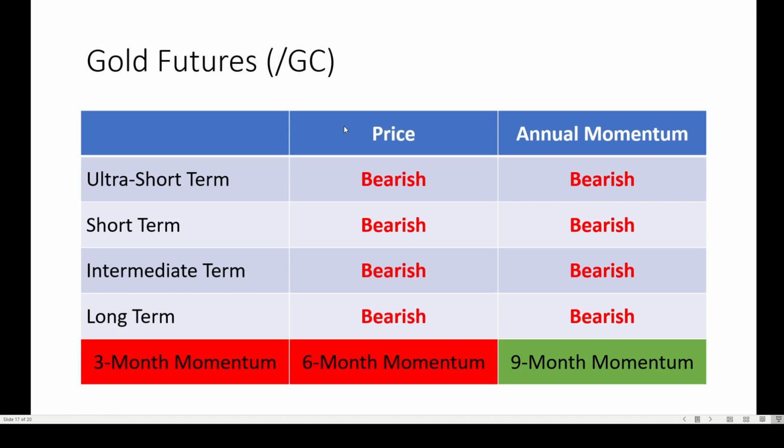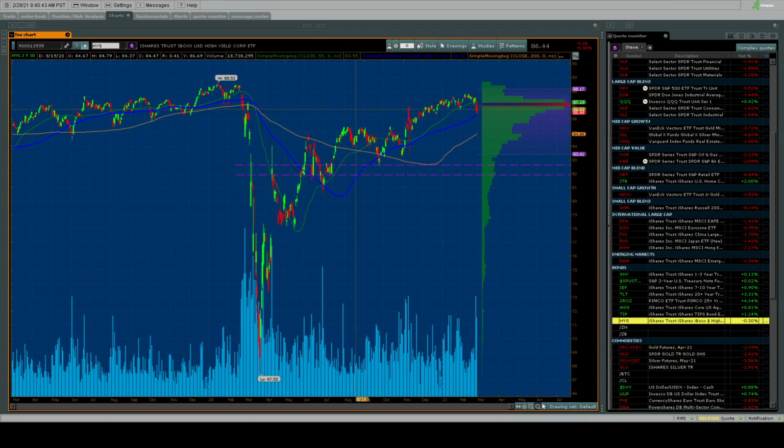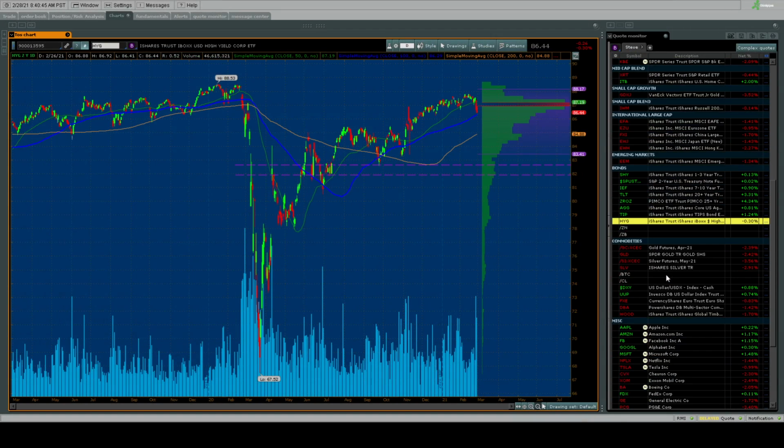Along with gold, and we're going to talk a lot about gold on Monday's macro show. Bearish picture across here: 3 and 6 month momentum are negative and falling. 9 months still positive and rising, and probably not for long. Let's go and look at gold.